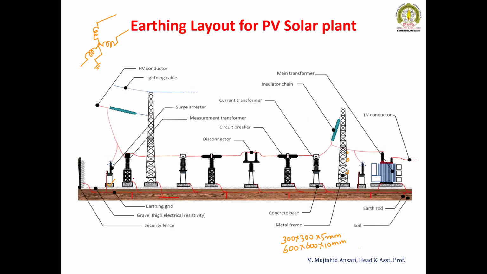These are non-current-carrying metallic parts, and they are connected to the ground. So it is called ground earthing. Whereas for the transformer, two earthings are used: the transformer neutral earthing and the transformer body earthing, and the CT/PT earthing is also carried out. So this is the typical layout of a single substation.